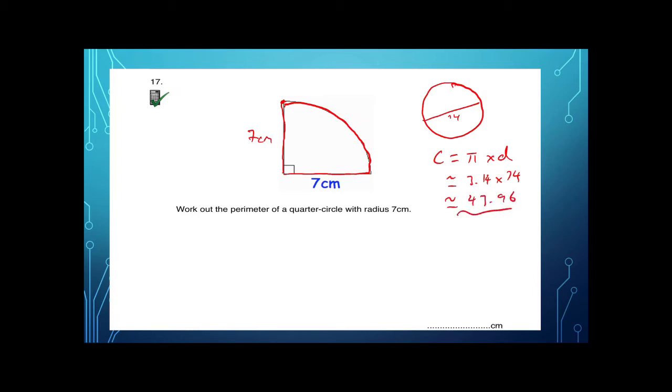That gives us 43.96. But we don't want the circumference of a full circle, we want 1/4 of that. So we divide that by 4, and that gives us 10.99. So if we then do 10.99, add 7 and add 7, that will give us 24.99. If we were to round that to one decimal place, that would be 25.0, and we would have to put the 0 in there to indicate that that's what we have done.